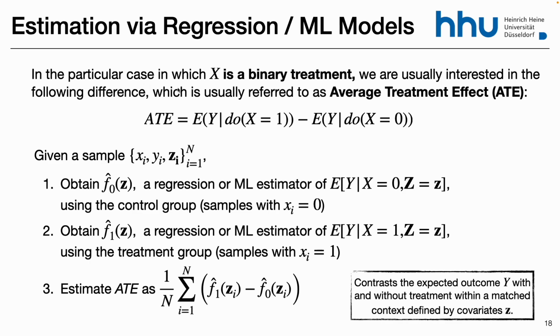So in the particular case in which X is a binary treatment, they compute the difference of the expectation of Y given do X equals 1 and the expectation of Y given do X equals 0. And in the literature, this difference is called average treatment effect because it's the effect in comparison to a placebo. If you have multiple categories, you can get the pairwise differences, because you have an effect as long as there is a difference for any category, right?